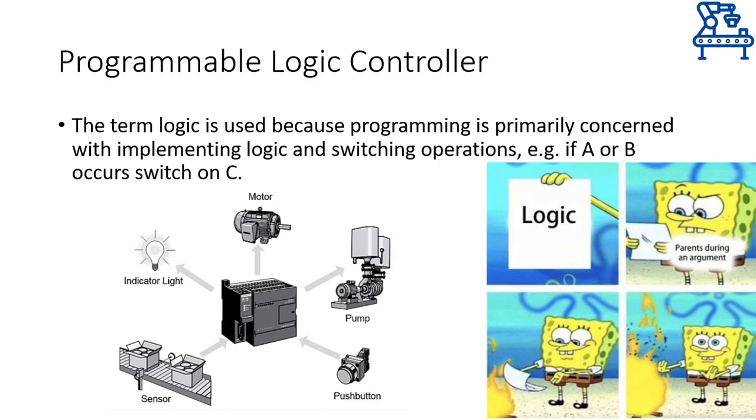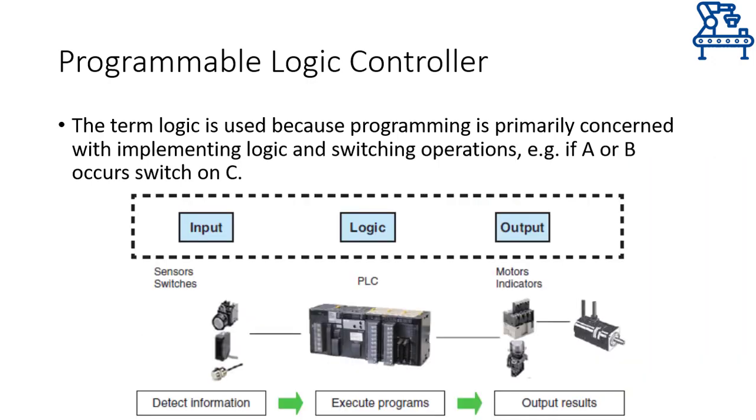All input and output devices are connected to the PLC using suitable means that I'll describe in a bit, and the program inside the PLC will help it decide which output to turn on and which to turn off. So from the outside, there are three important things that should be provided to a PLC: the inputs, the outputs, and the program.